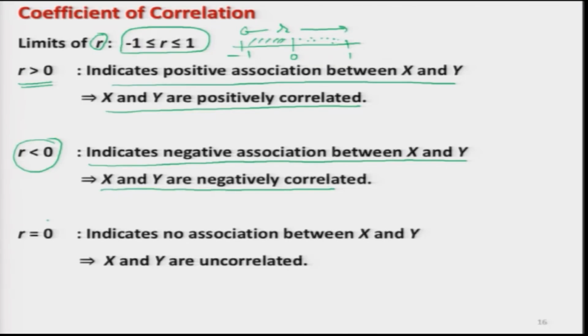Similarly, if r equal to 0, that means if you compute the value of the correlation coefficient and it comes out to be 0, well, 0 is a theoretical value, but even if this is very close to 0, then in this case this indicates that there is no association between x and y, and hence x and y are uncorrelated.